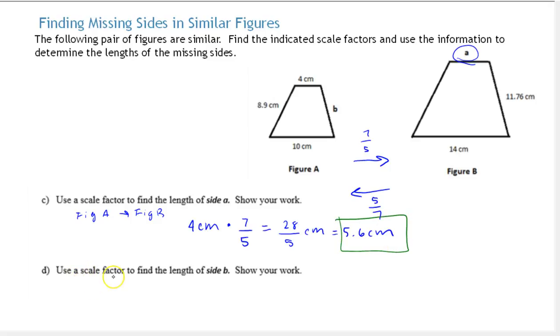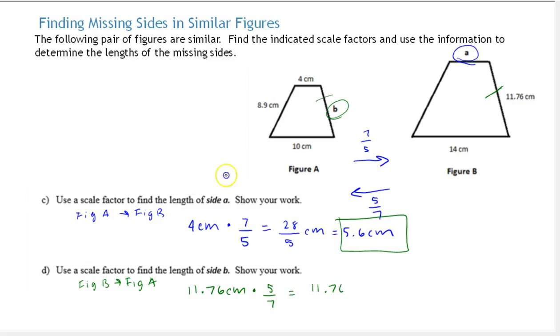Now we're asked to use a scale factor to find the length of side B. So here is side B. Side B is in figure A. It corresponds to this side in figure B. So we want to take figure B's value. So we're going from figure B to figure A now. Figure B's value is 11.76 centimeters. And we want to multiply by the scale factor that goes from B to A, which is 5/7.